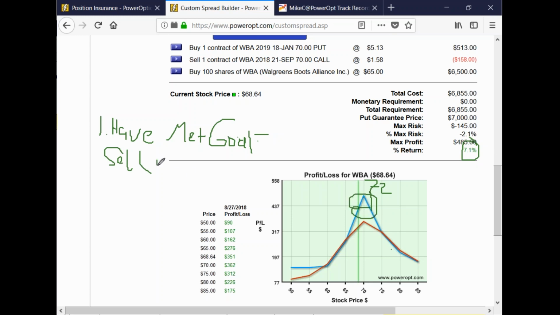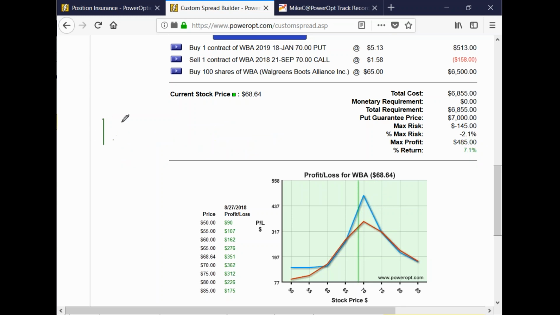Okay. All right, so let me just clear this up and we'll start from scratch. So yes, if you've met your goals for your return target, then I would say you could let it be assigned and then sell to close the put.